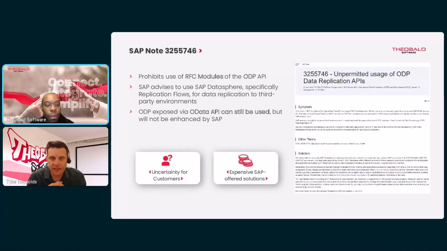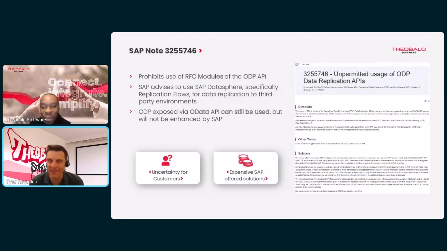Right, and that is in the note. We have a little screenshot of the note here. It's probably impossible to read. We can maybe provide a link after the webinar, but within the note, it even clearly states that OData can be used as an API to get to the ODP information.